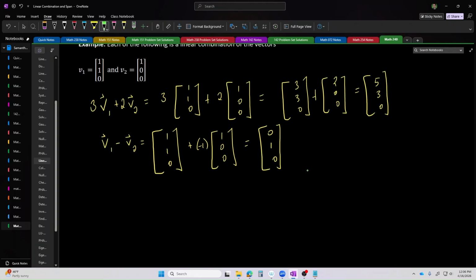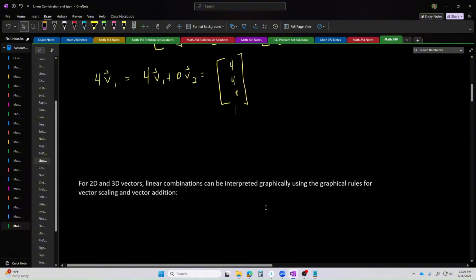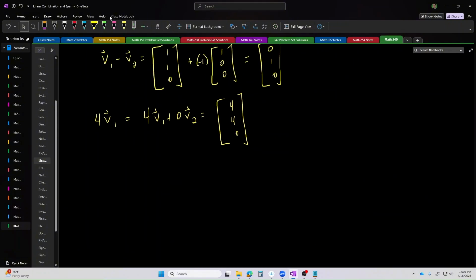Now it's also possible to combine the vectors just by taking one of the vectors and scaling it. So for example, 4v1 would count as a linear combination because you could think about it as 4v1 plus 0v2. So that would just be the vector 4, 4, 0. That would also be considered a linear combination of these two vectors. And to take that even further, the zero vector, being 0 times v1 plus 0 times v2, is technically a linear combination of v1 and v2.